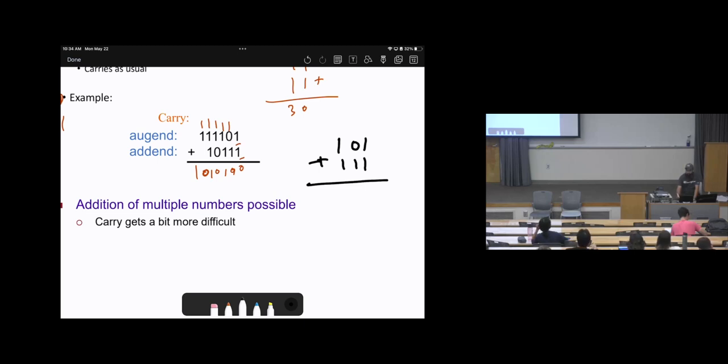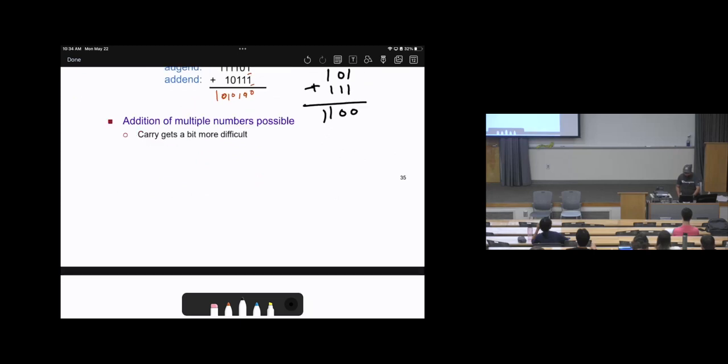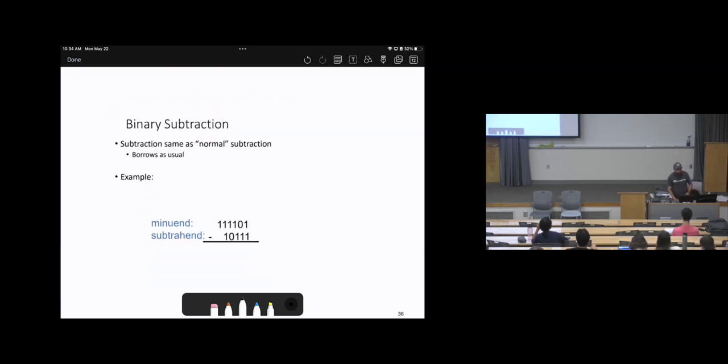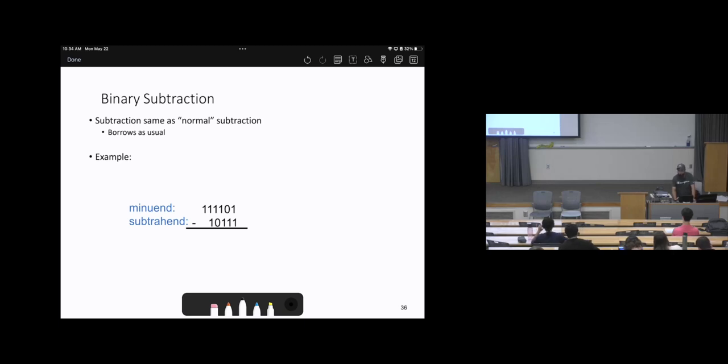1 plus 1, 10, 0 carry 1. 1 plus 0 plus 1, 10, 0 carry 1. 1 plus 1 plus 1, 11. Right? That's it. Let's talk about the subtraction. How will the subtraction behave? The same as the normal subtraction, when we need to take borrows from the other digits, so the same way.